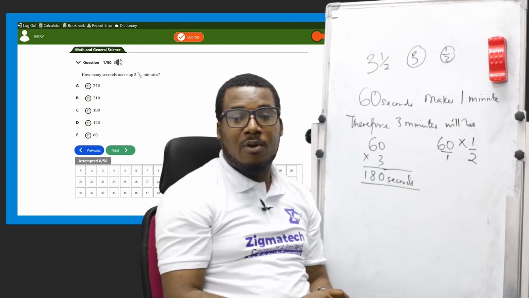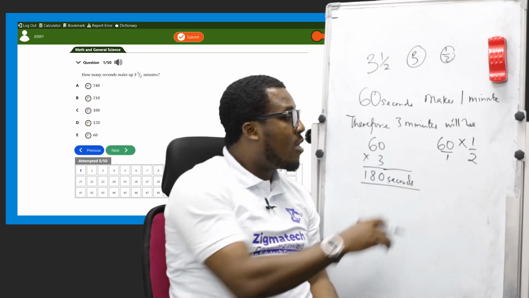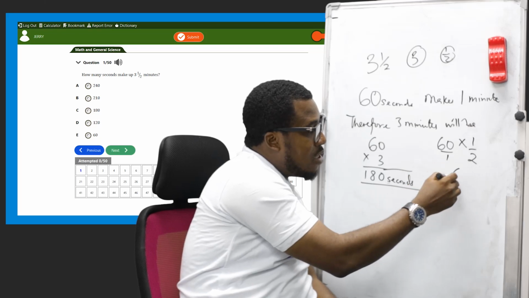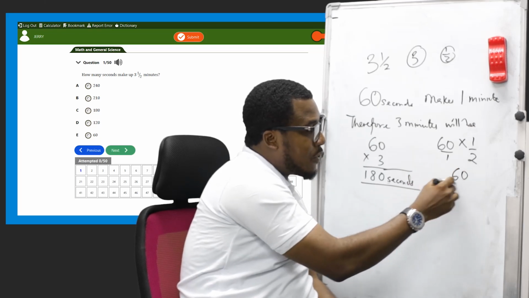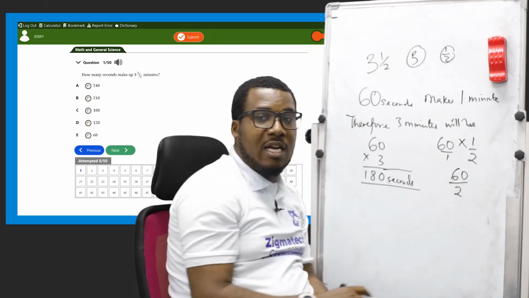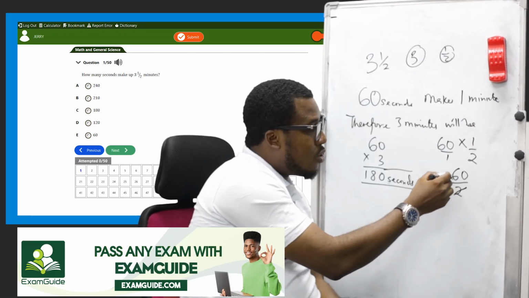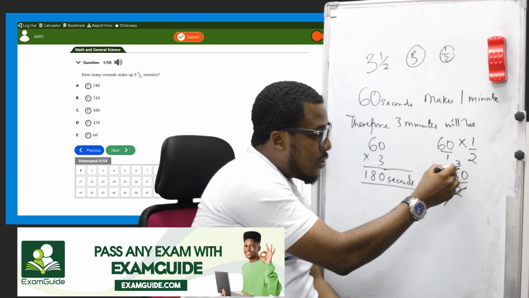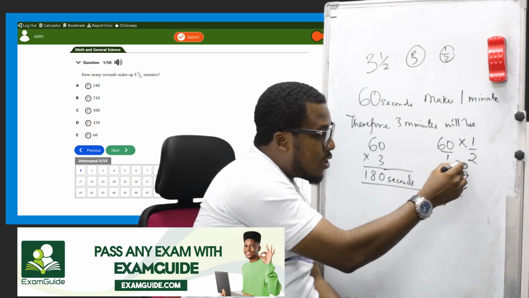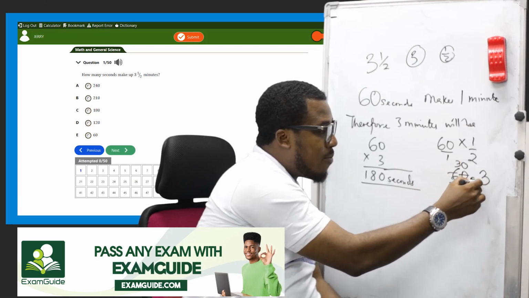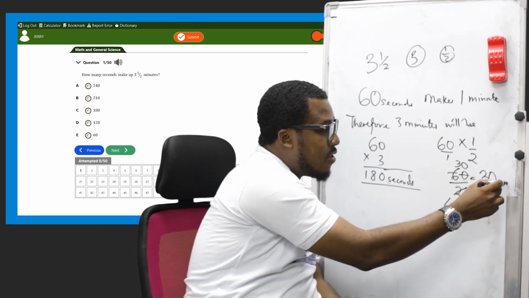Now we're down to our multiplication of fraction. If you look carefully, 60 times 1, 60. 1 times 2, 2. And then we can divide down. 2 into 2 is 1. 2 into 6 is 3. And 2 into 0 is 0. Therefore, our answer becomes 30 seconds.